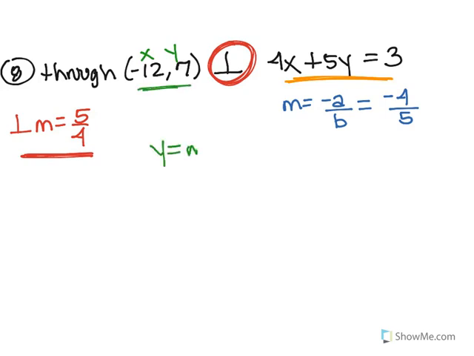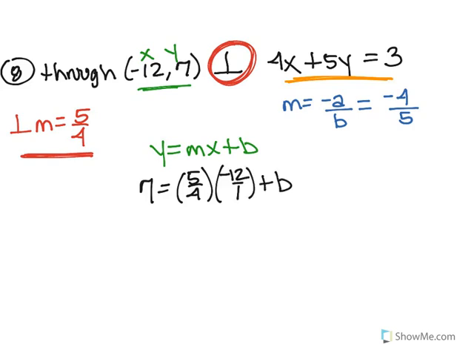So this is the m that you must use along with that point because now you need your b. So we're going to take those three numbers and plug it in to find b. So our y is 7. M is 5 over 4. X is -12 plus b.